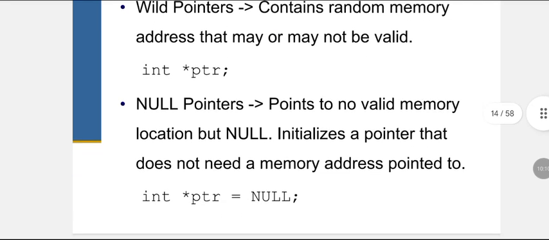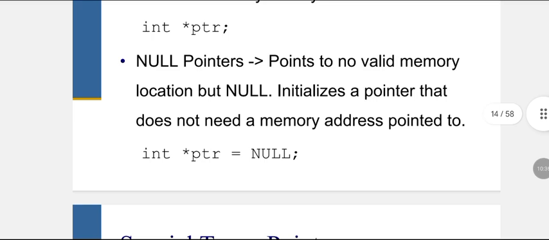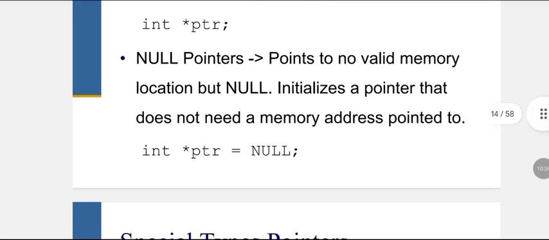Then we have our null pointers. The null pointer points to no valid memory location, but null. Do you get it? So the null pointer points to no valid memory, but it's null. Then we initialize a pointer that does not need a memory address pointed to. And you see the example over here. So it's pointing to null.